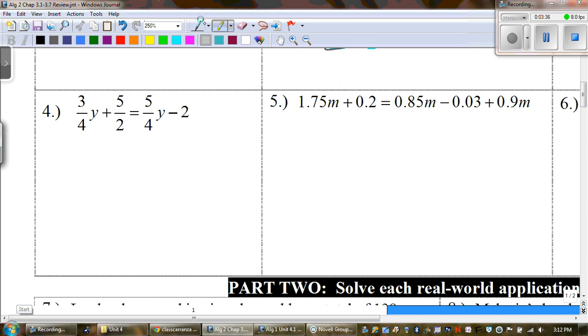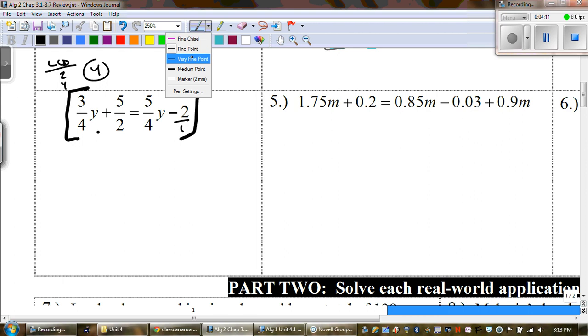Okay, let's do number 4. Now, what do we have to do to number 4 to solve? I don't like those fractions. Because even if you don't see it, that negative 2 is a fraction. So what I need is the LCD, the least common multiple of all those denominators. It's 2 and 4 and 1, and when you figure it out, the number they all have in common is 4. So I'm going to multiply everything by the number 4.